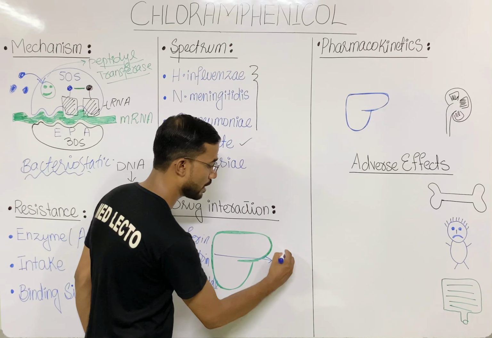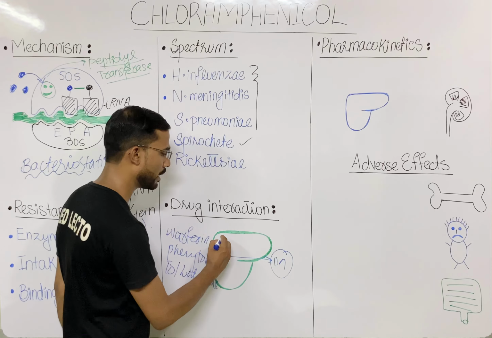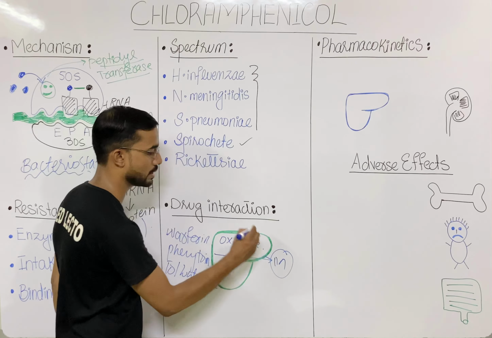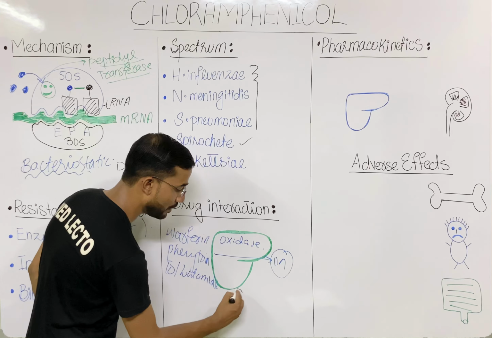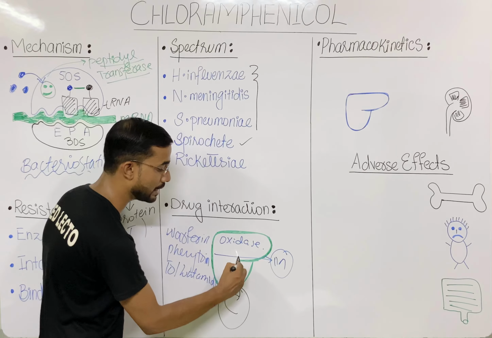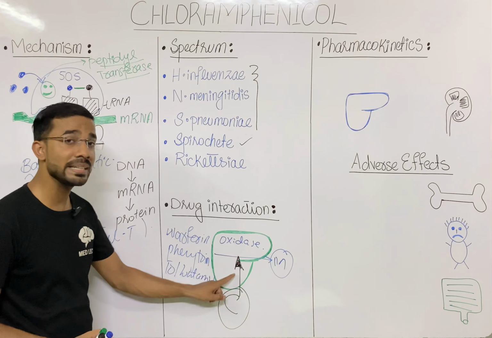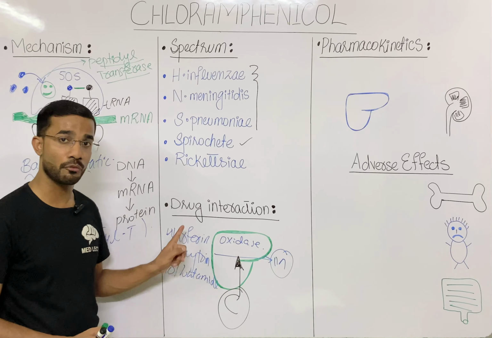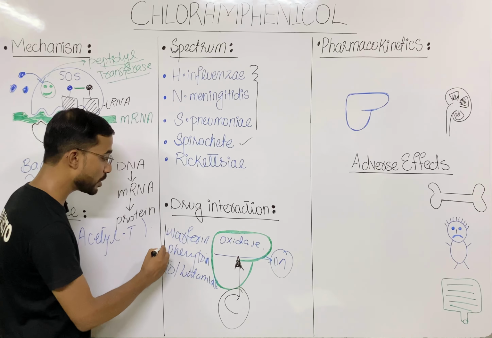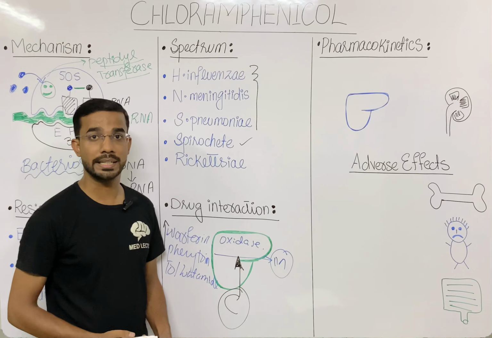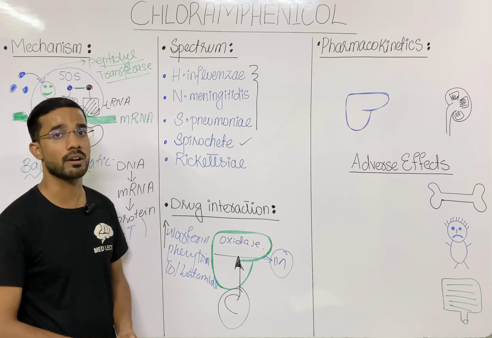Here is the metabolism of the different drugs in the liver with the help of systems like the oxidase enzyme. Chloramphenicol actually inhibits this oxidase system, and ultimately it will inhibit the metabolism of different drugs: warfarin, phenytoin, and tolbutamide. And ultimately you will see the accumulation of these drugs inside the body. So this is how chloramphenicol interacts with these different drugs.